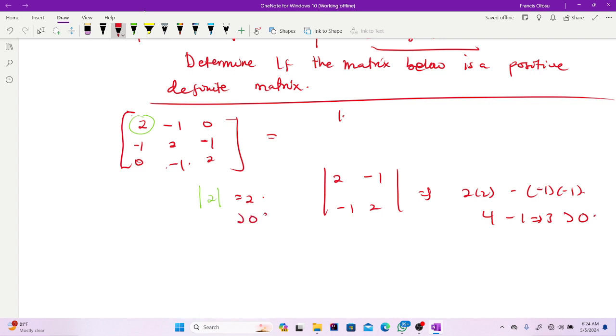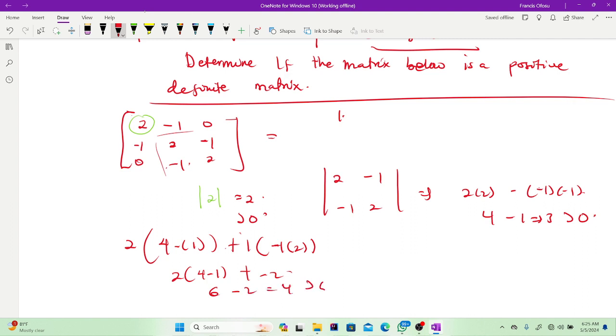Then the determinant of the entire matrix. When I take 2, I'll have 2 open brackets. When I take 2, it will cancel this row and column, so 2 by 2 is 4, minus 1 by 1, which is 1. Then here I'll get minus 1, so plus 1 open brackets. I'll take this whole thing out, so I have negative 1 by 2 minus 0. The minus 0 will go, then the rest will be 0 times, so it goes. So I have 2 multiplying 4 minus 1, plus negative 2. And this is going to be 6 minus 2, which is 4. And 4 is greater than 0, right?